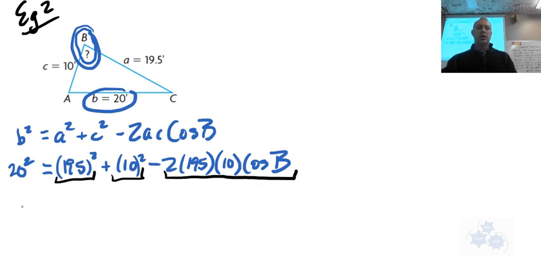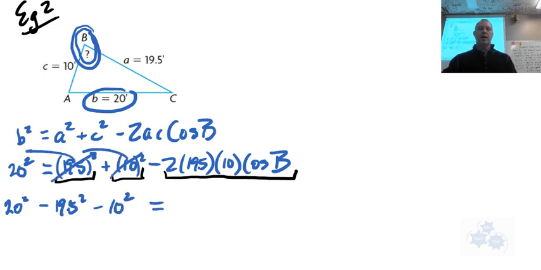So I would suggest do this. If you want to evaluate 20 squared right now, you totally can. I'm just going to do this so you can see the same stuff. 19.5 squared minus 10 squared. Okay, so you see I've brought these over to the other side. See that? As minuses. So I'm going to subtract them.